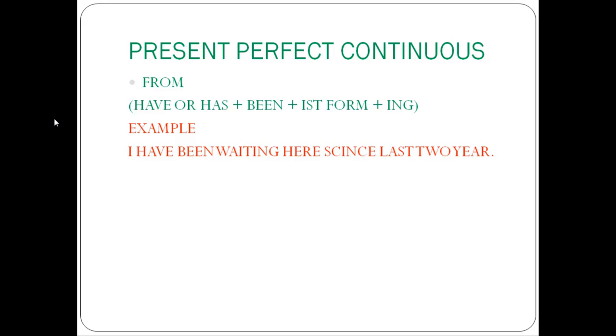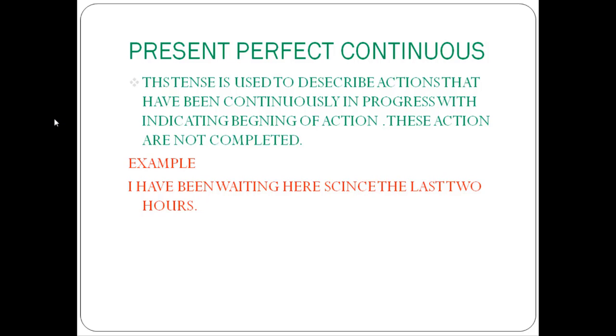So the present perfect continuous tense is used to describe an action that has been continuously in progress, indicating the beginning of the action. These actions are not completed. For example, I have been waiting here since the last 2 hours.